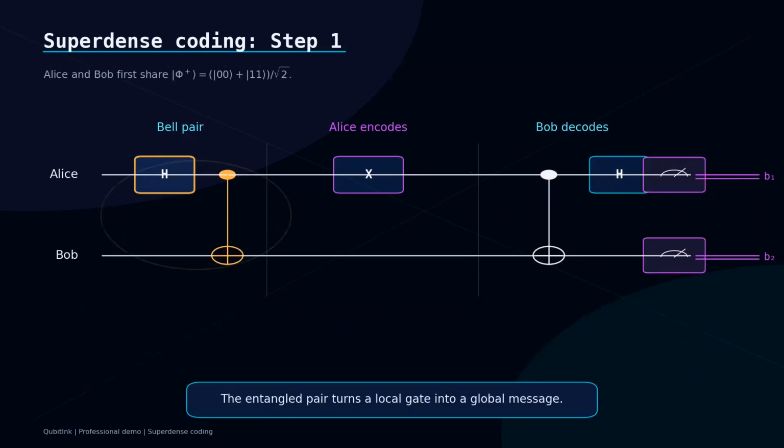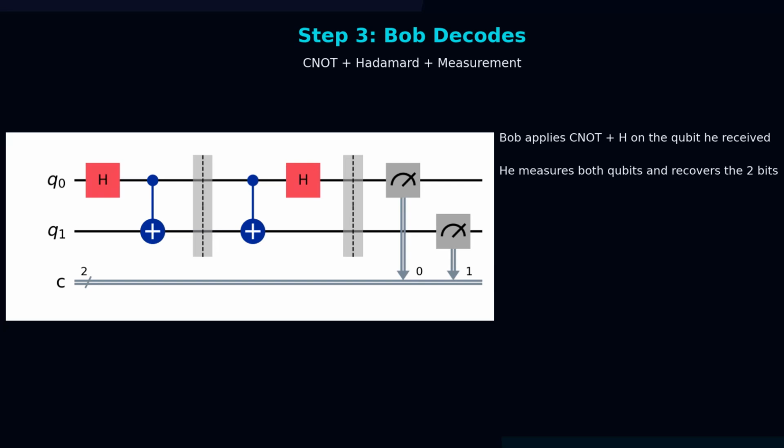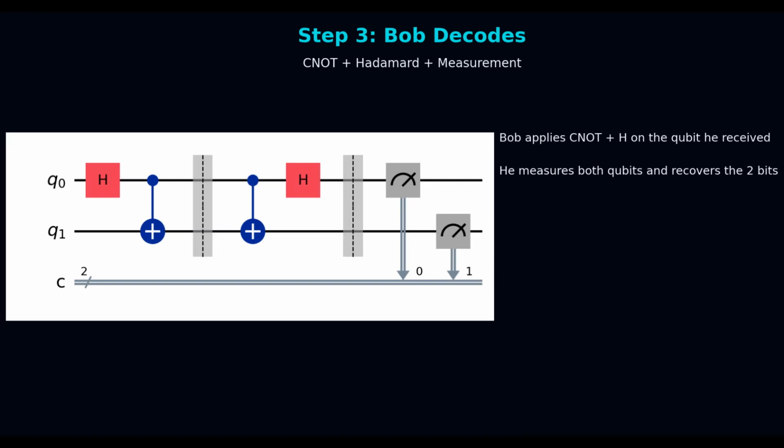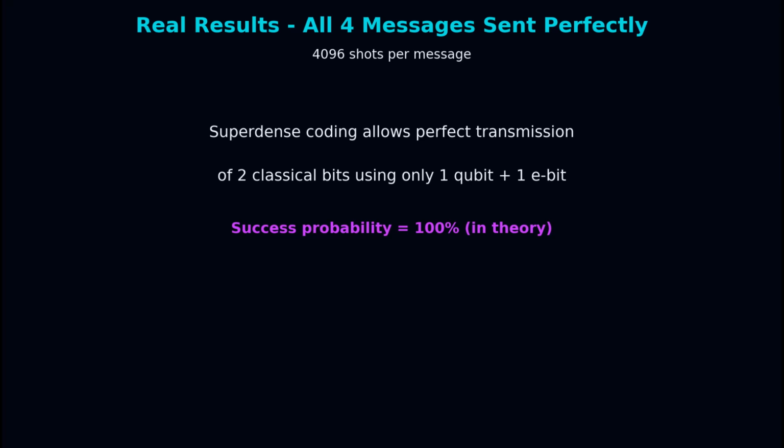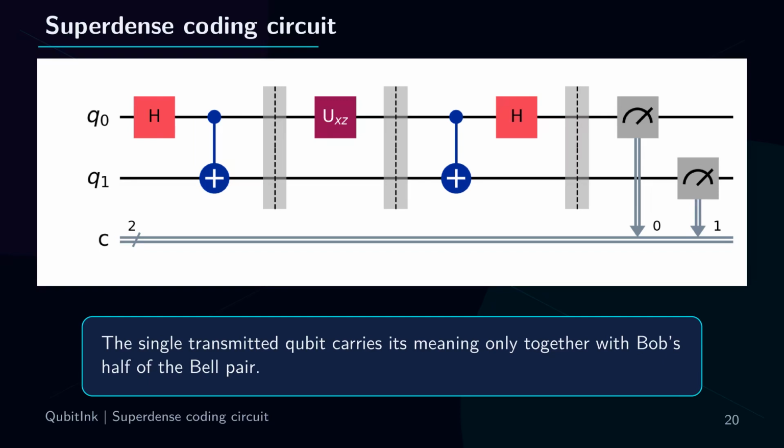He applies the inverse of the Bell state preparation circuit. That means a controlled NOT gate followed by a Hadamard gate. Then a computational basis measurement reveals the 2-bit message. The single transmitted qubit gets its meaning only together with Bob's half of the Bell pair.